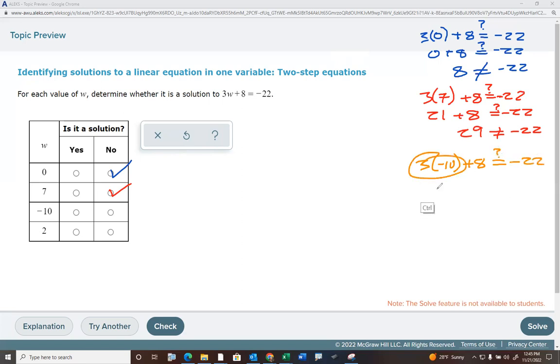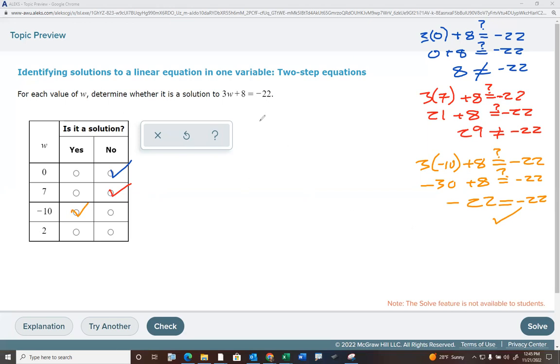So 3 times negative 10 is negative 30. And then we get, oh my goodness, would you look at that? My stars, it checks out. All right, so we got ourselves a keeper.